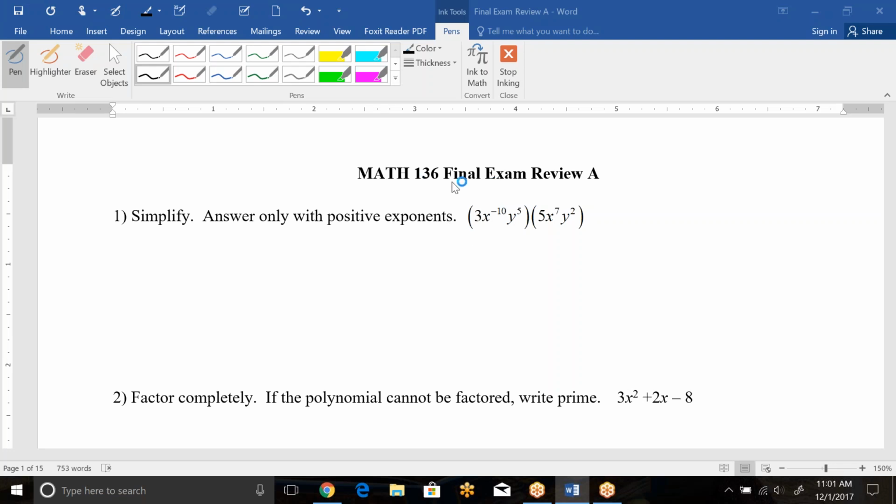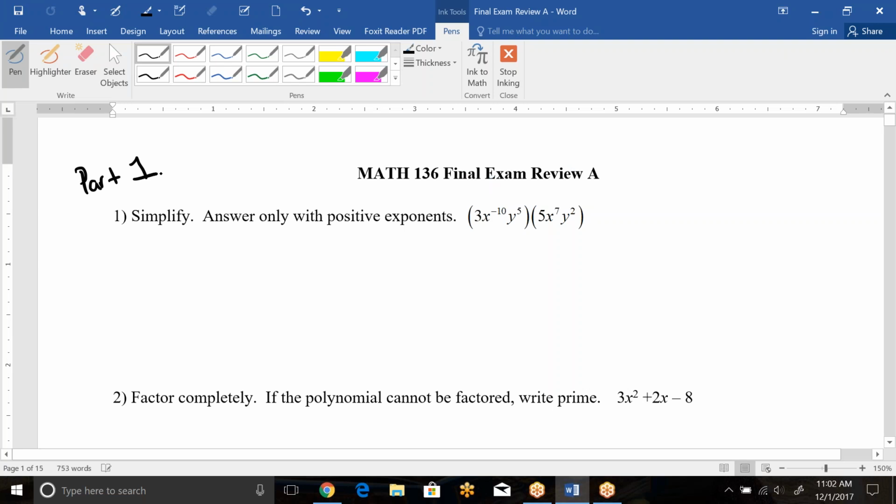All right, this is part 1 of the Math 136 Final Exam Review A. The parts are going to be broken up into 9 problems at a time. Since there are 36 problems on the review, that means there'll be a total of 4 different parts. So let's look at part 1 and just go in order.